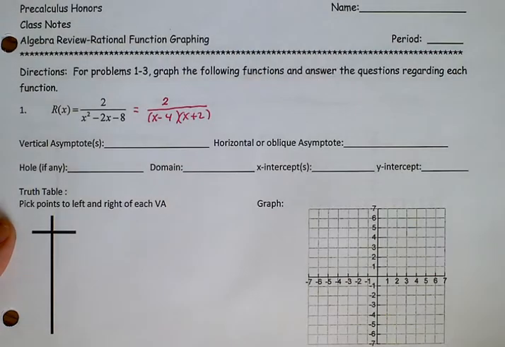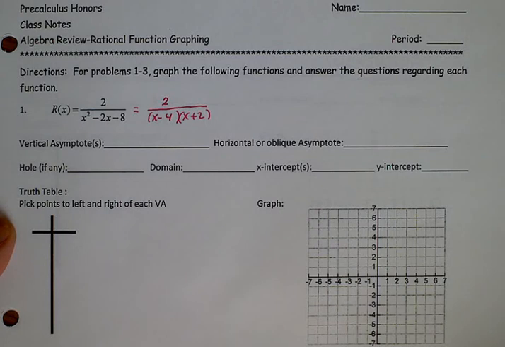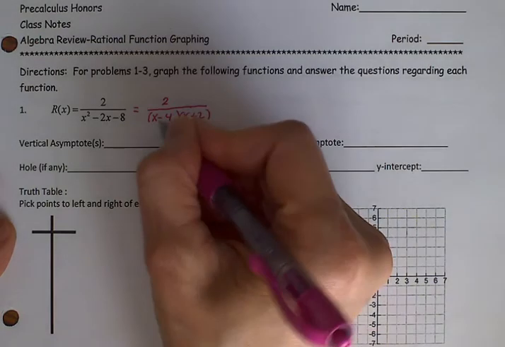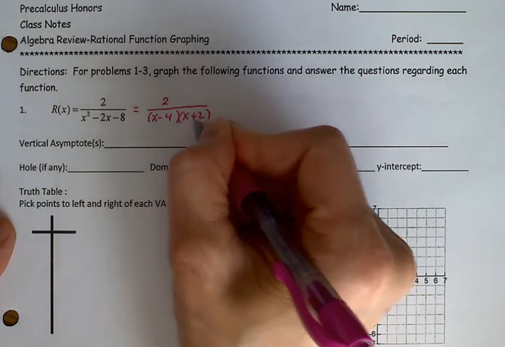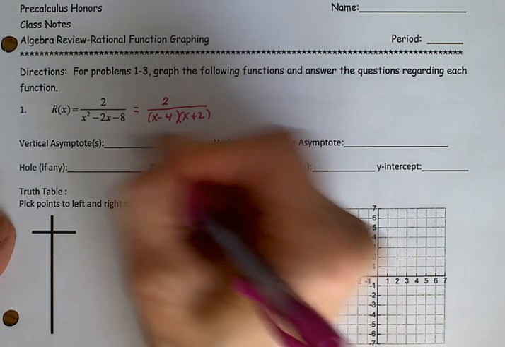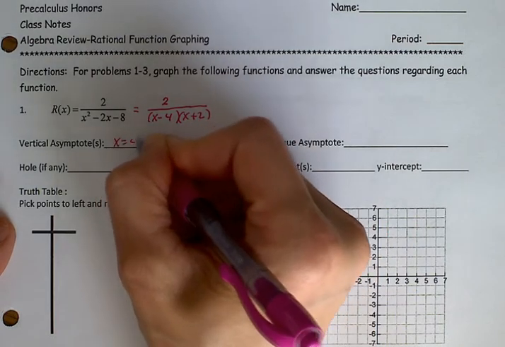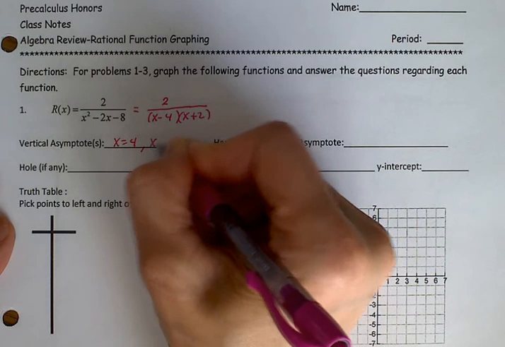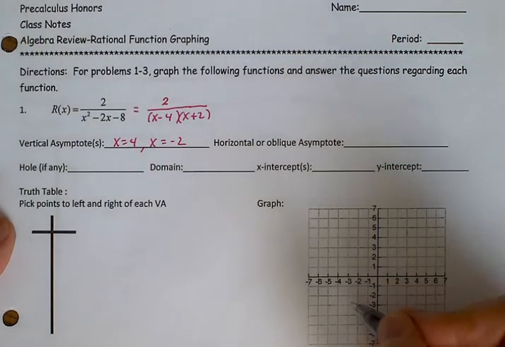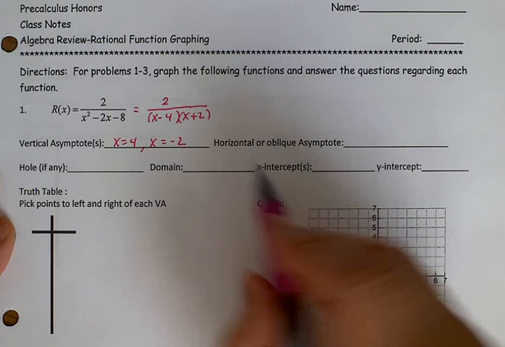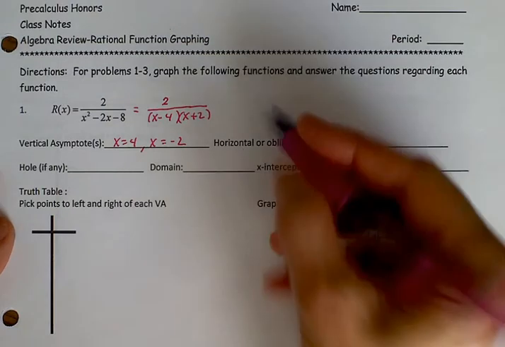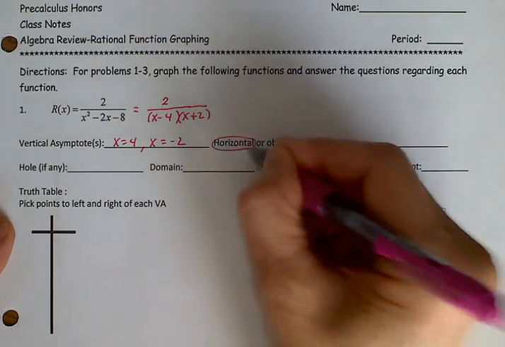Okay, so then you have to answer various questions based off of this. The vertical asymptotes are wherever the denominator is equal to 0. So if I look at this denominator here and set it equal to 0, and this one set it equal to 0, I get x is equal to 4 and x is equal to negative 2. Make sure you write it as equations.